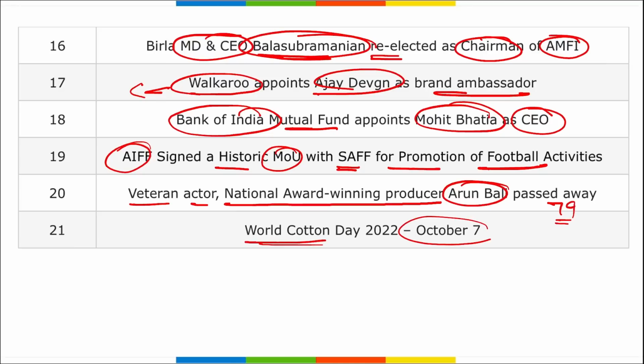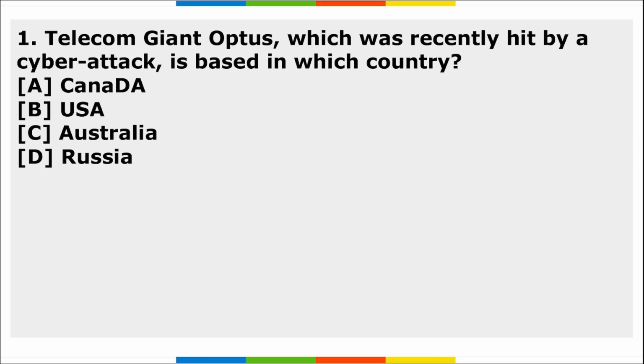World Cotton Day is observed on 7th of October, and this was the second edition of the World Cotton Day that was observed on 7th of October. So that's all for the day, friends. Now it's time for your homework.